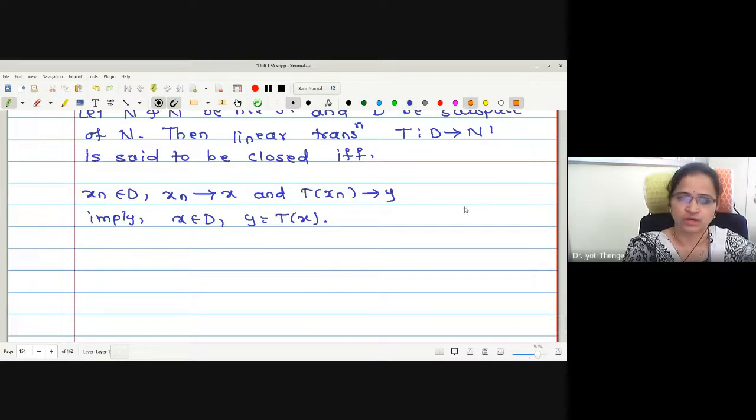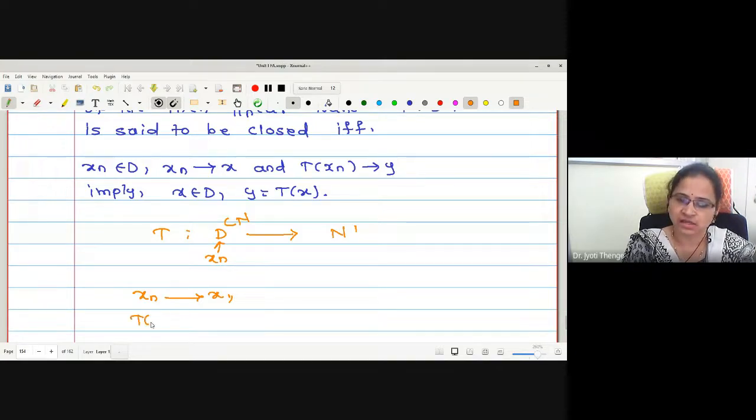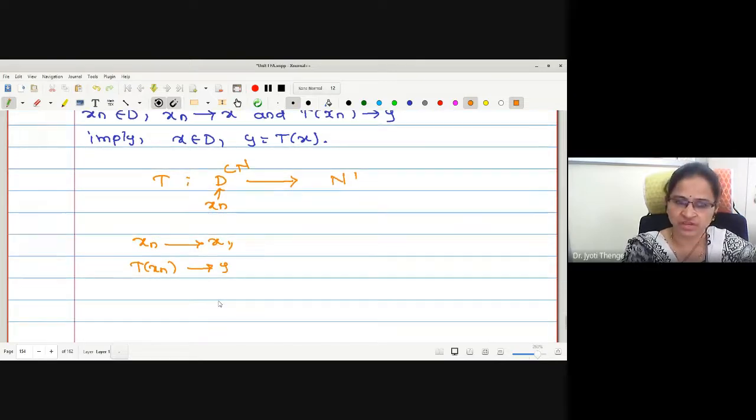Okay, we will try to understand what it is trying to tell us. The mapping T is defined from D to N dash, where D is no doubt a subspace of the normed linear space N. Then for the elements xn in D, we select them such that xn converges to x and Txn, the T images, converges to y. Two types of sequences we have in our hand, which will imply that x is in D. What?